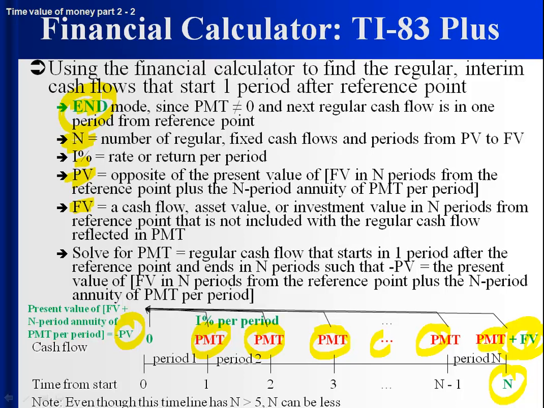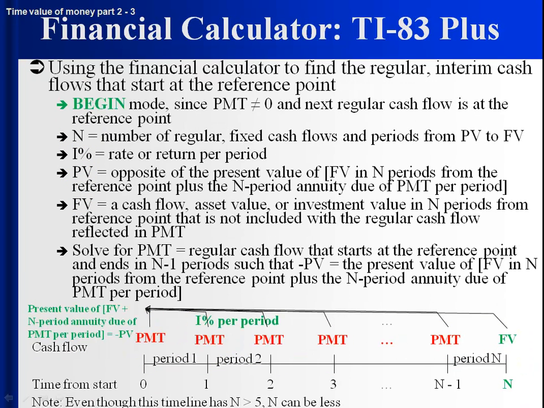You tell it I%, which is the rate, expected return, or the interest rate on a loan. We know what the present value is. We know if there's something extra, and we've got all these payments. We know the rate. The calculator will then find the payment such that the present value of all of these cash flows, discounted at I%, is equal to the present value that we've told it.